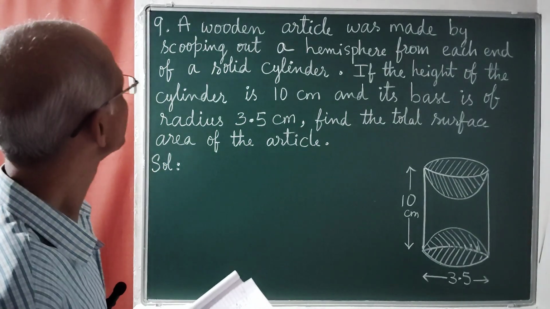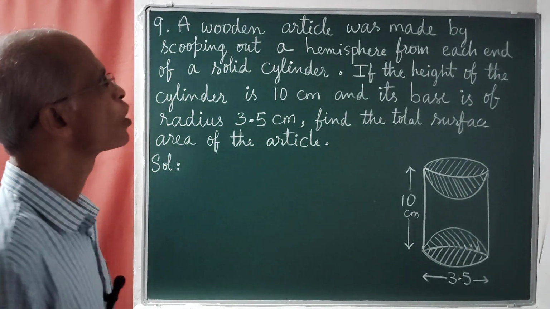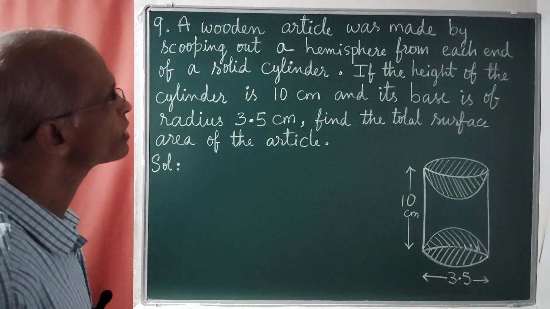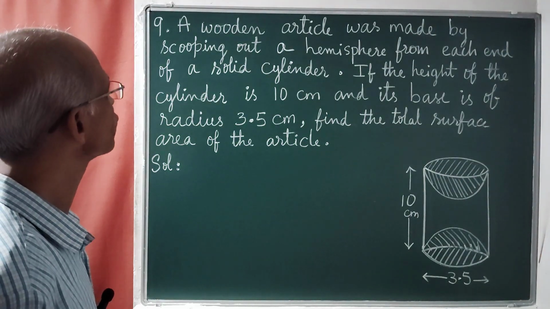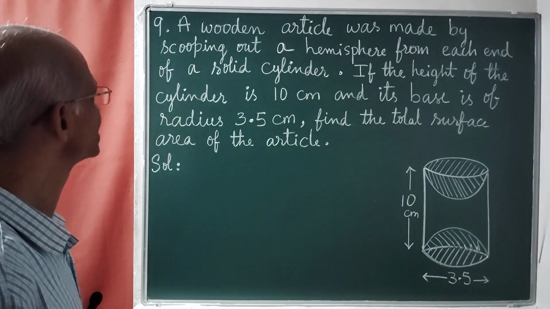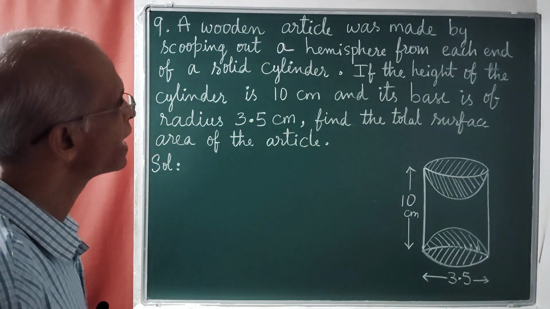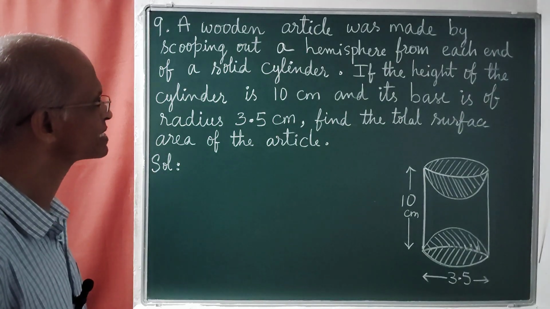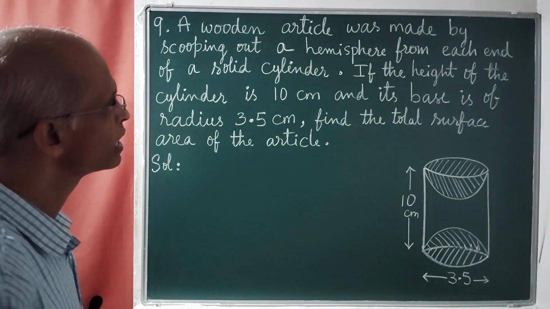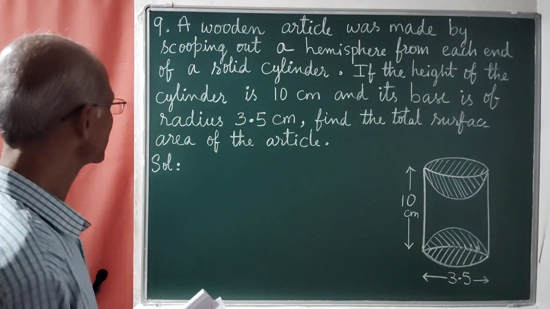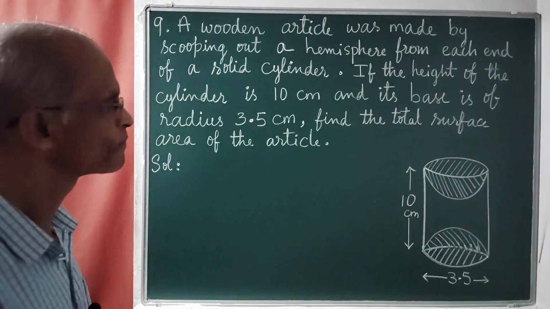The sum is: a wooden article was made by scooping out a hemisphere from each end of a solid cylinder. If the height of the cylinder is 10 centimeters and its base is of radius 3.5 centimeters, find the total surface area of the article.